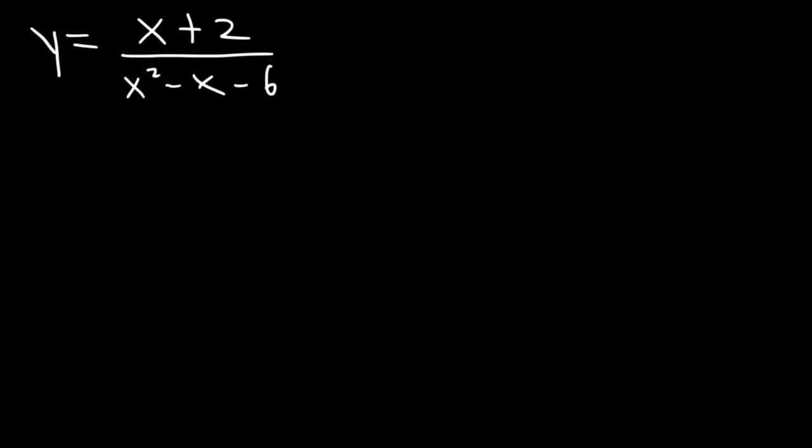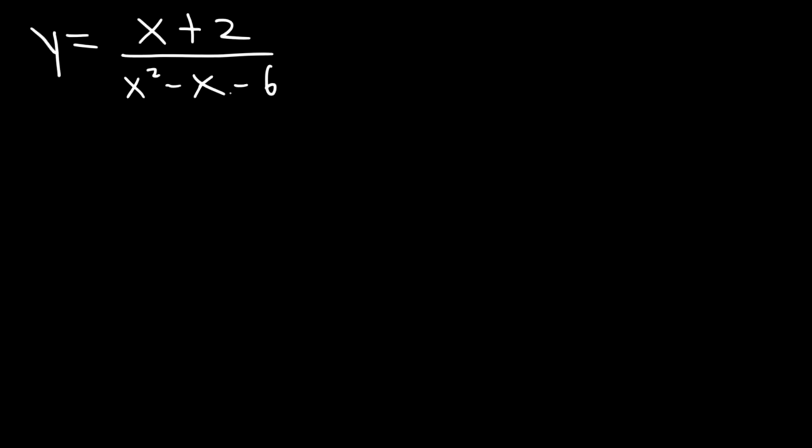In this lesson, we're going to focus on graphing more advanced rational functions. So let's start with this example: x plus 2 divided by x squared minus x minus 6. So what do you think we need to do here in order to graph this function?